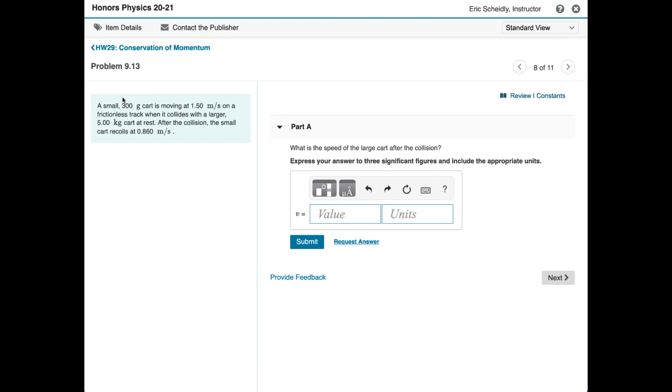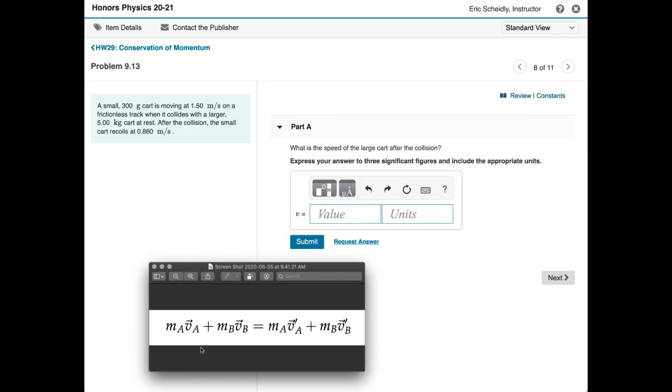A 300-gram cart, that's 0.3 kilograms, moving at 1.5 meters per second on a track when it collides with a larger cart at rest. After the collision, the small cart now recoils, that means goes backwards. That means this is a negative velocity. What is the speed of the large cart after collision? It's just conservation of momentum. The initial momentum of the large cart is 0. The velocity of the small cart after the collision is negative, and then the large cart, solving for the final velocity of the large cart.